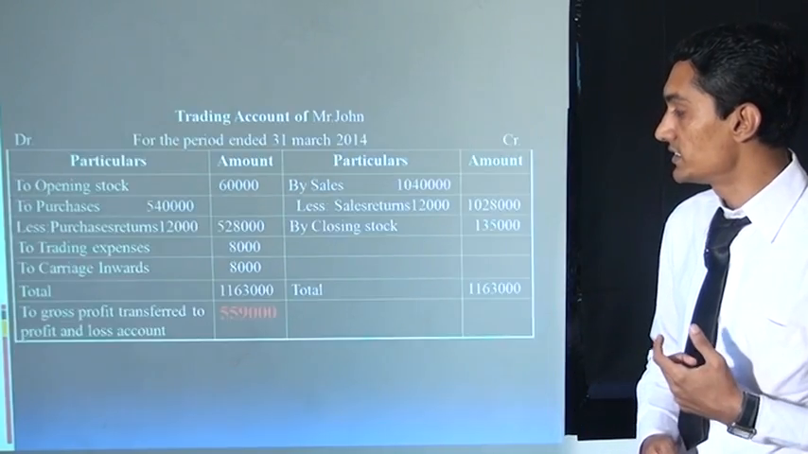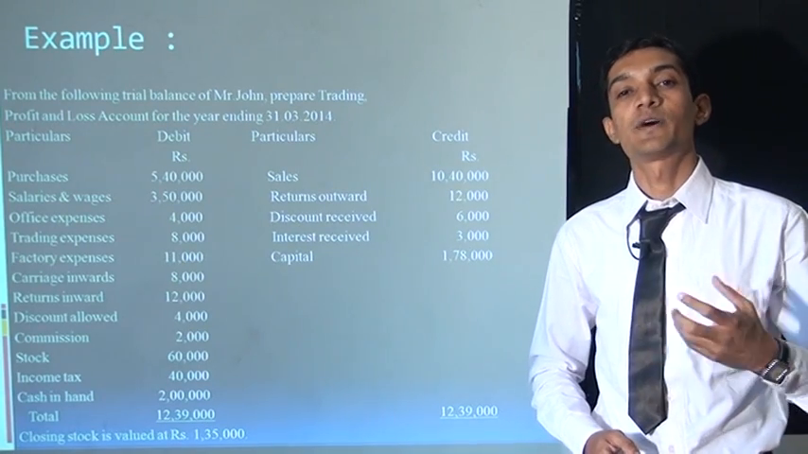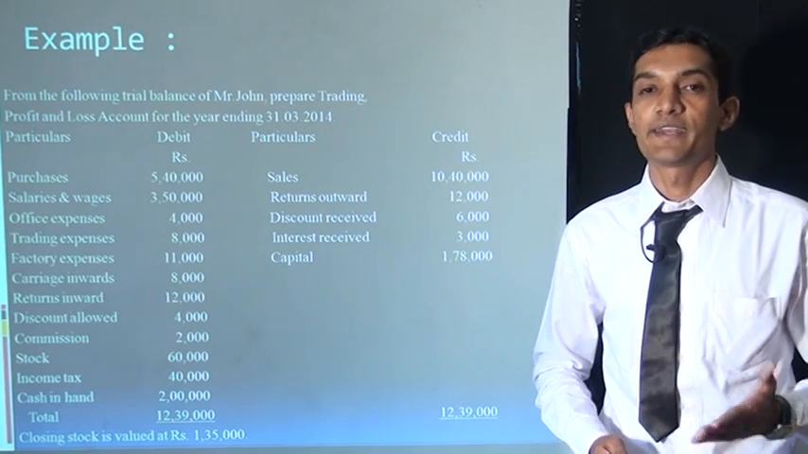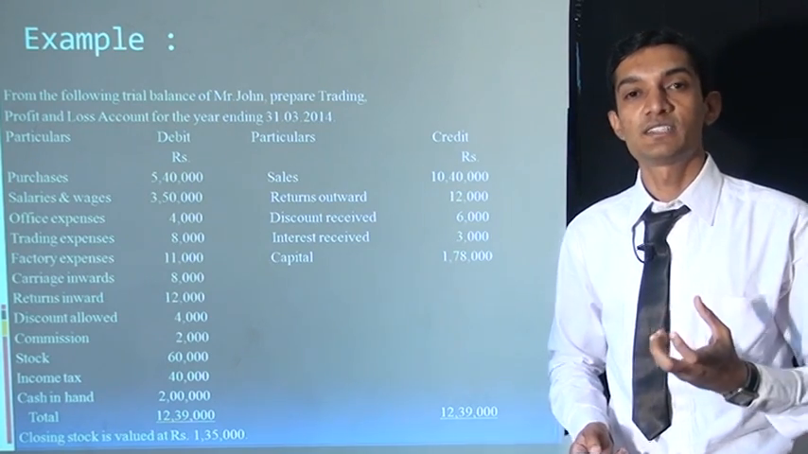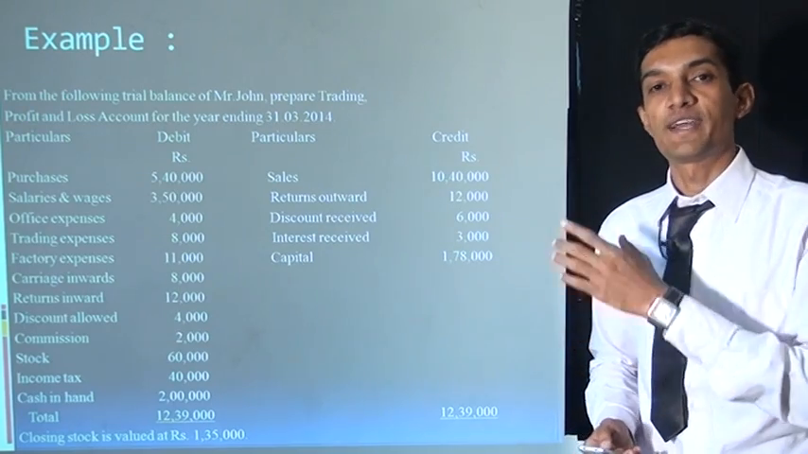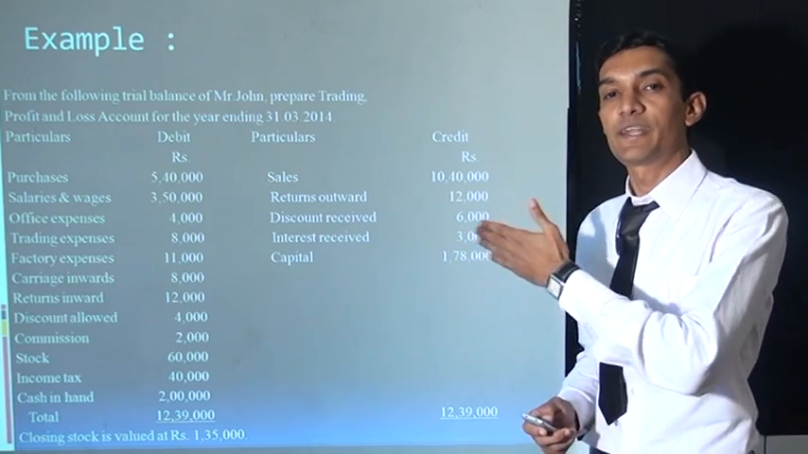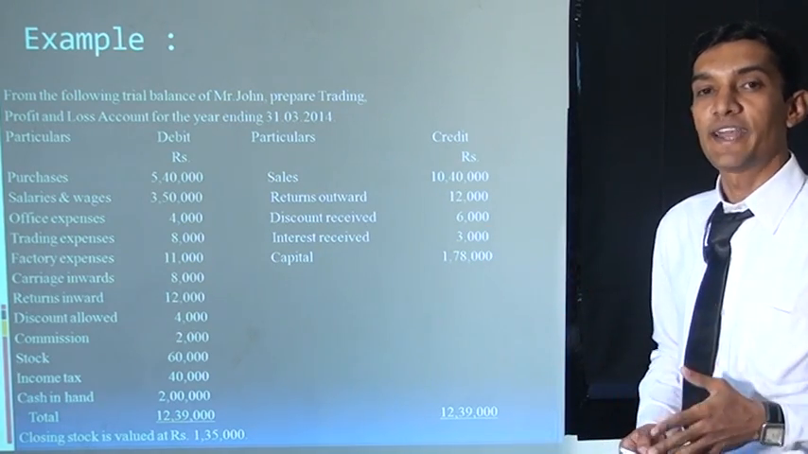Now the next transaction is cash in hand, 2 lakh rupees. Cash is our asset, so in that situation it does not come on the trading side, and also not on the profit and loss side. Cash is our asset, so it comes under the balance sheet on the asset side. We are not preparing the balance sheet, we are preparing only the trading and profit and loss accounts, so the 2 lakh rupees cash is only on the asset side.